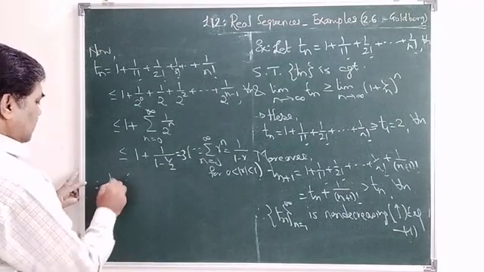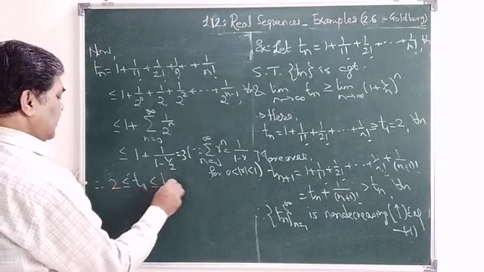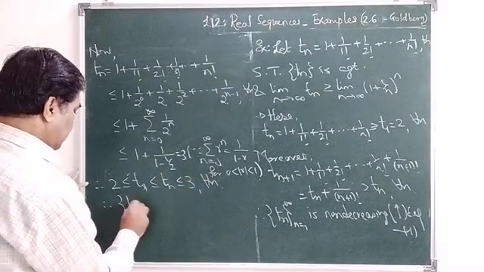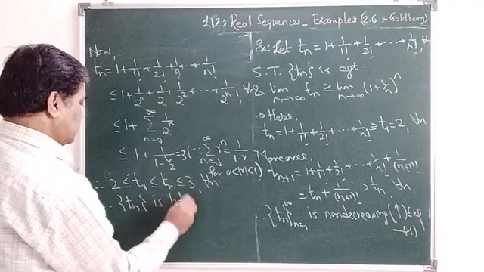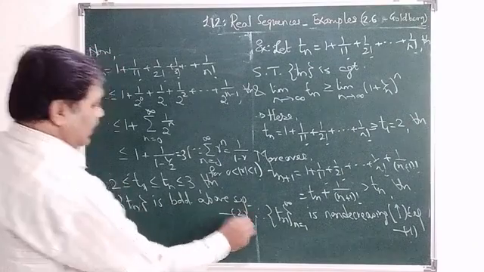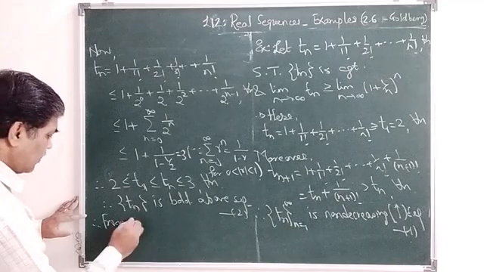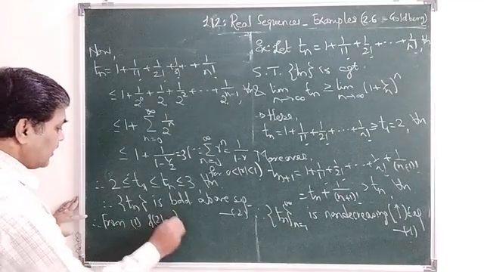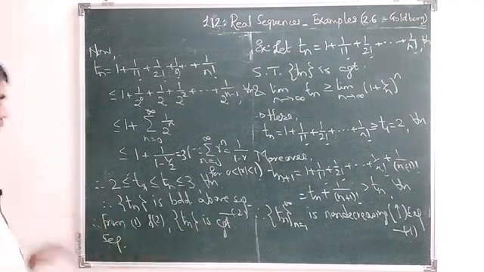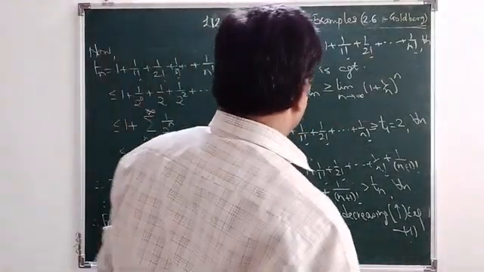and therefore 2 is less than or equal to T1, which is less than or equal to Tn, which is less than or equal to 3 for all n. Therefore, Tn is a bounded above sequence. From 1 and 2, Tn is convergent. It is increasing and bounded above. Okay. Now to show the limit of Tn is greater or equal to the limit of this.